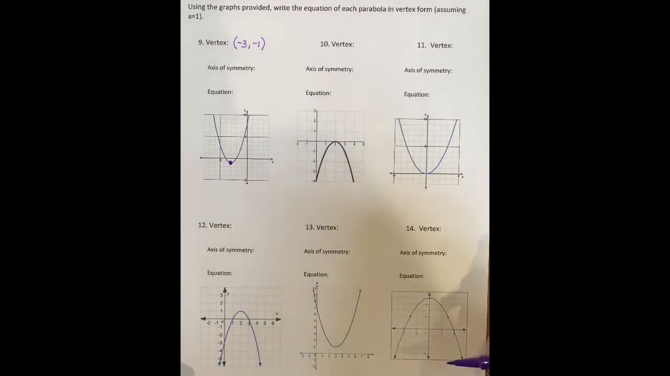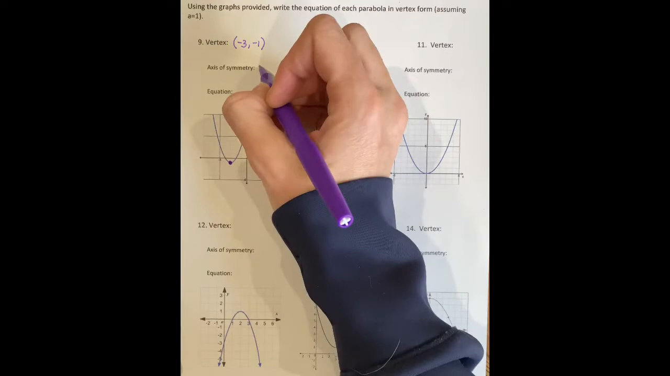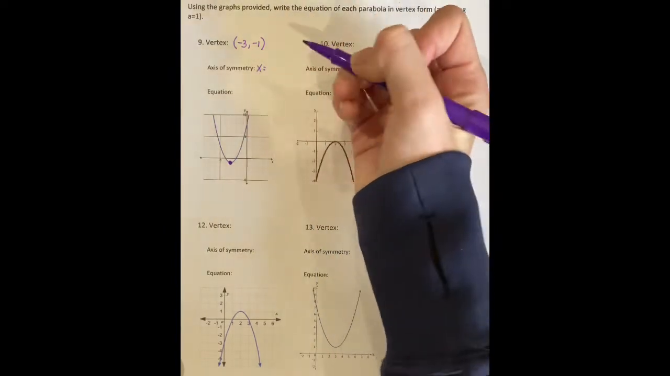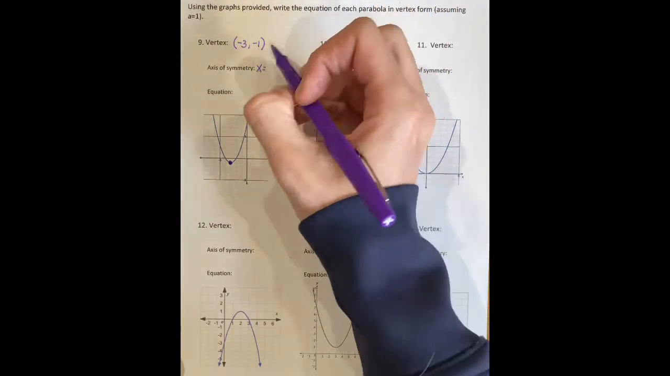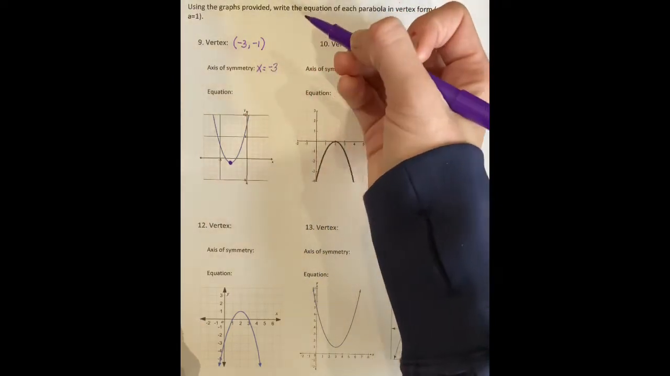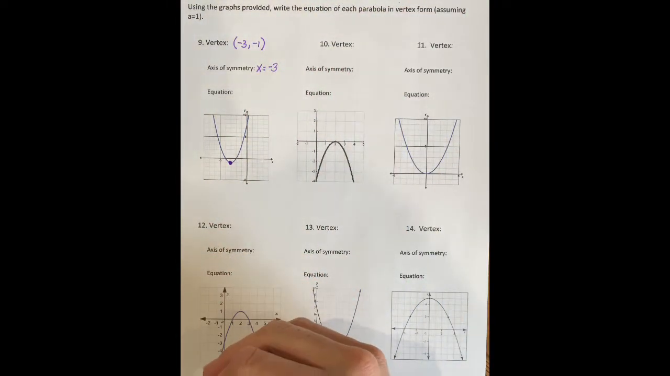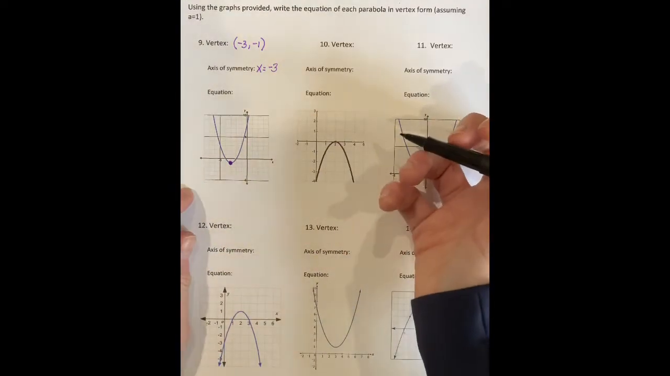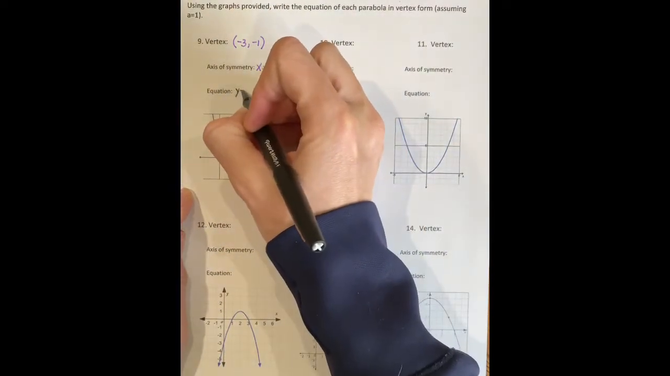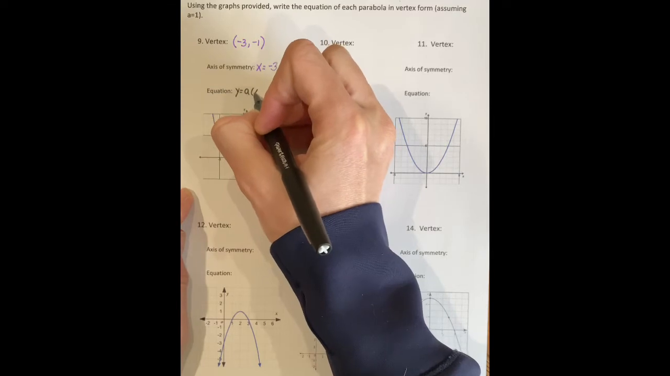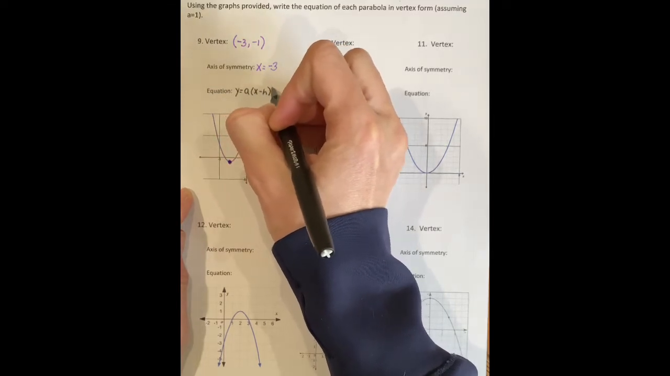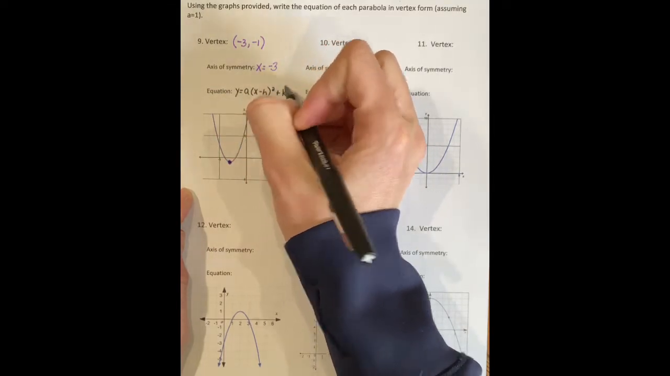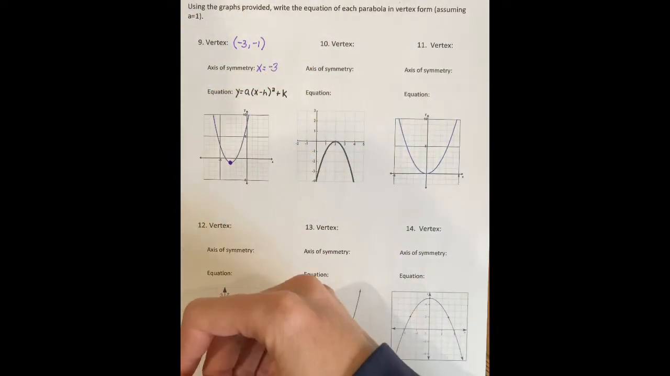Then here, just for practice, we're going to identify the axis of symmetry, which we know is always x equals, and it's the x value in our vertex. So it's x equals -3. So then we need to write our equation. So we're always going to start by writing our general vertex formula. y equals a(x minus h) squared plus k. And then we need to fill in our values.